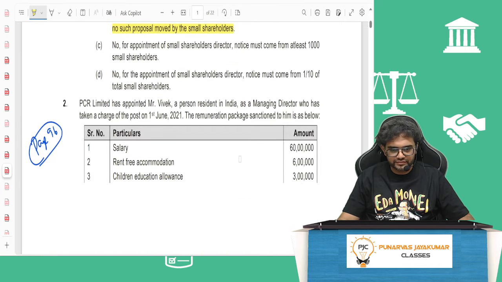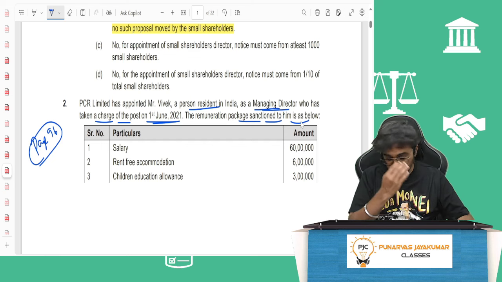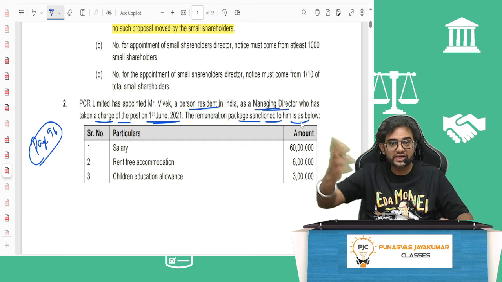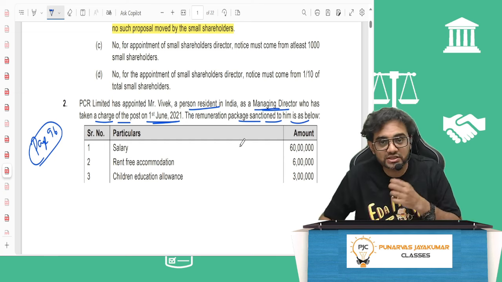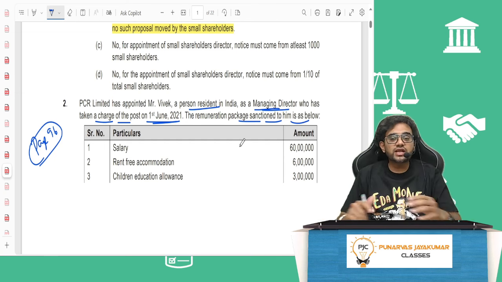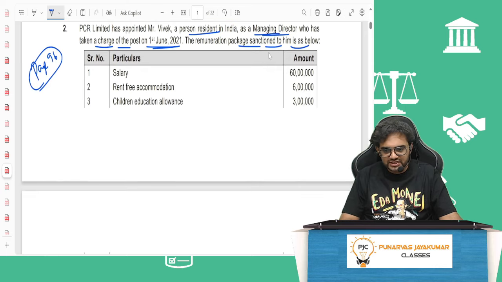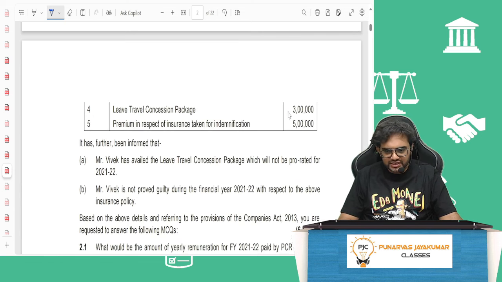Moving on, second one. PCR Limited has appointed Mr. Vivek, a person resident in India, as a managing director who has taken charge of the post on 1st June 2021. Remuneration package sanctioned to him is below. So guys, as you can see, questions are not direct. They are giving you remuneration package. They are asking you to find out the managerial remuneration. Salary 60 lakh, rent free accommodation 6 lakh, children education allowance 3 lakh, LTC 3 lakh, premium in respect of insurance taken for indemnification, key man insurance predominantly 5 lakh.